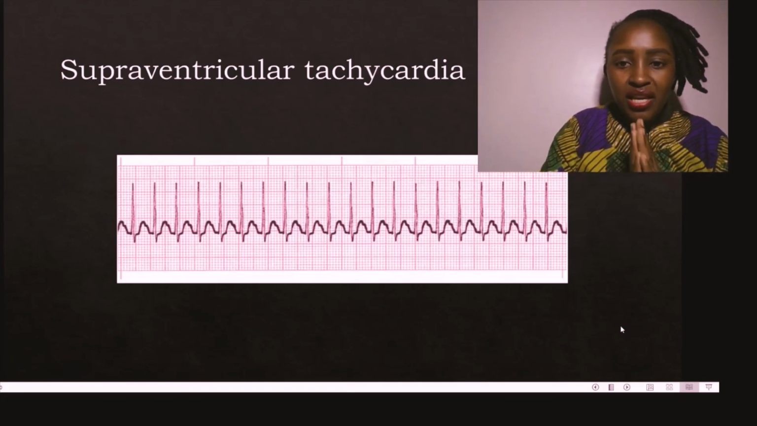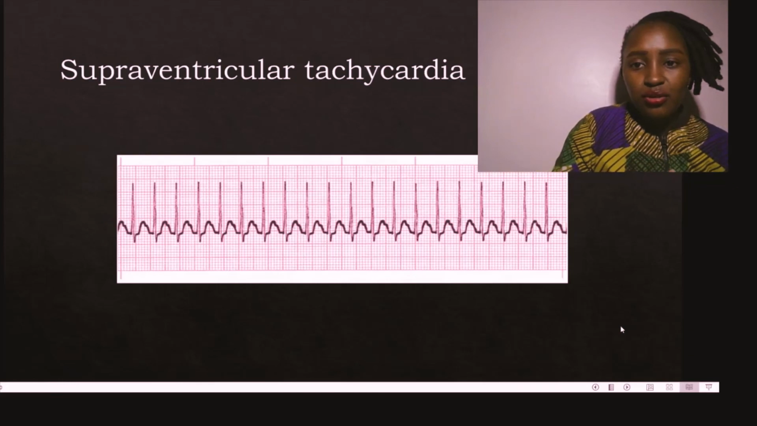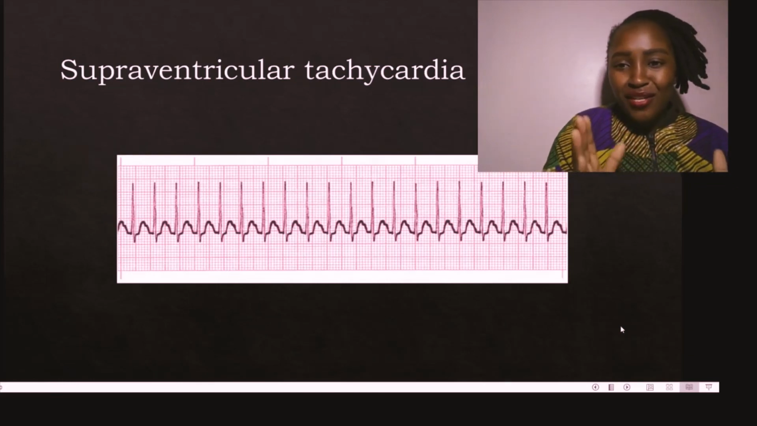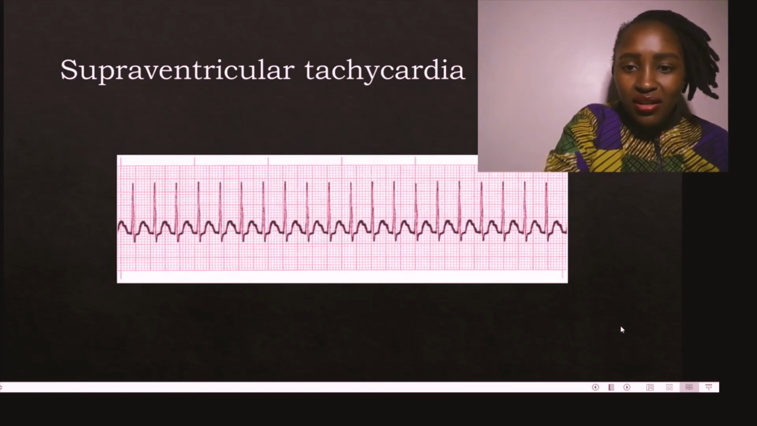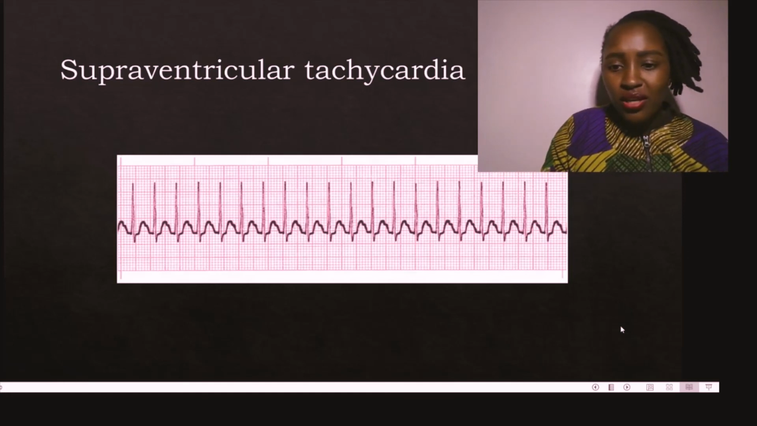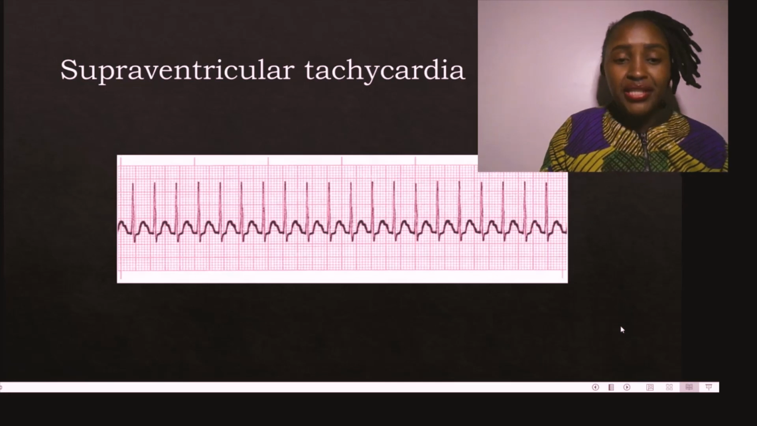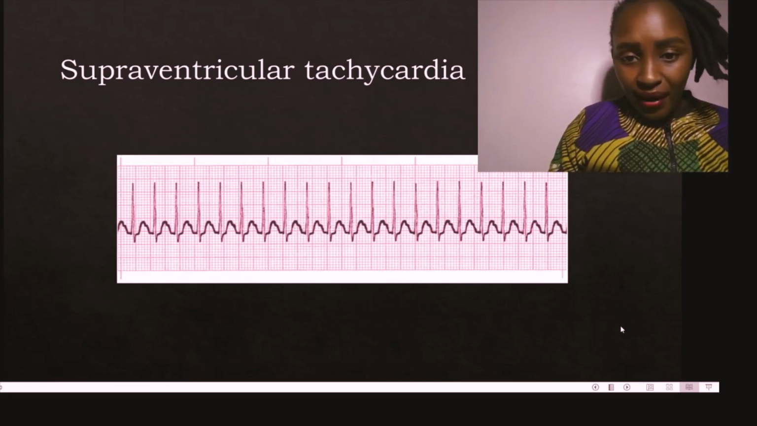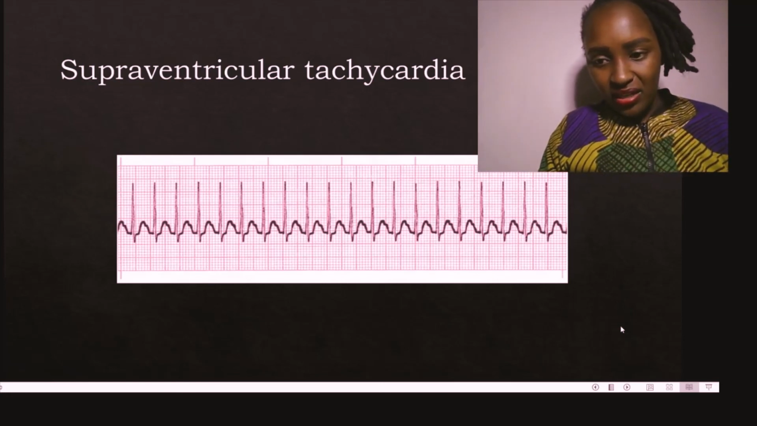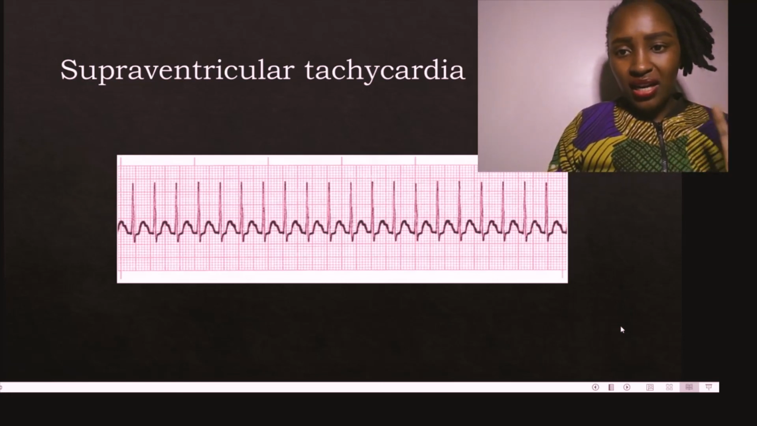Remember, we said anything with a narrow QRS complex, you can see the rhythm is regular and the rate is very rapid, because even if you count these QRS complexes and multiply by 10, you get a rate of above 150. Then if you look at the P wave and the T wave, you are not able to tell them apart. And this is characteristic of supraventricular tachycardia.